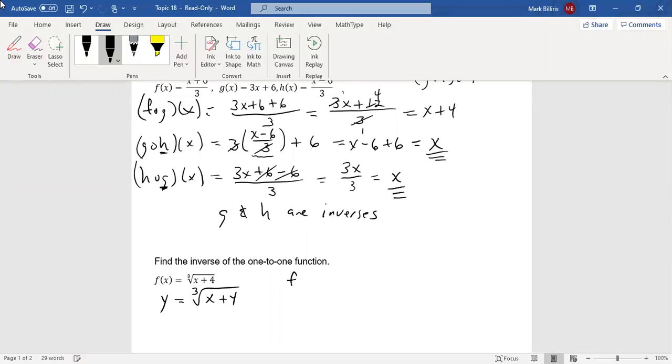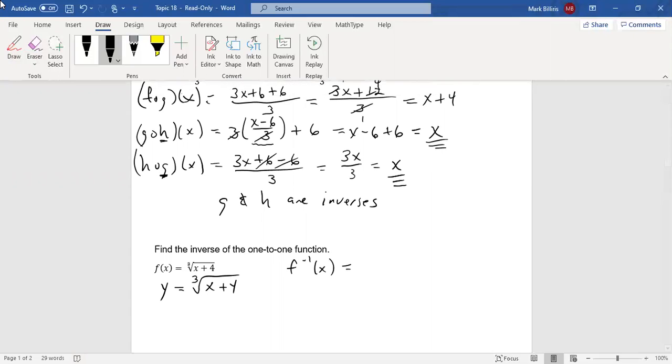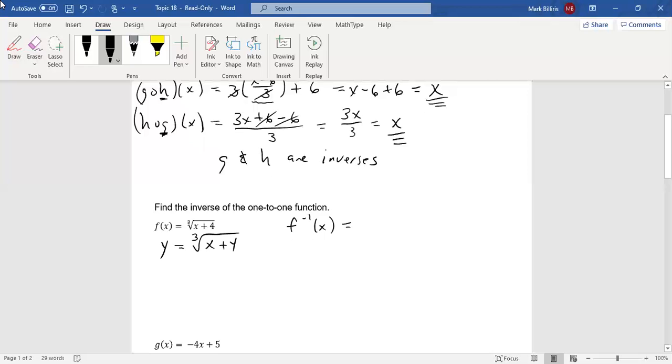So we're asked to find the inverse of f. So when we're finding the inverse, x and y change places, and we solve for y. So in this case, in order to find the inverse, I'm going to change this to x equals the cube root of y plus 4. Now I need to solve for y.